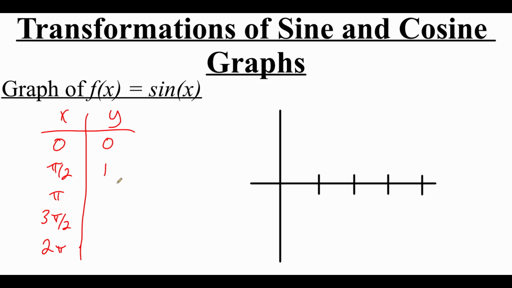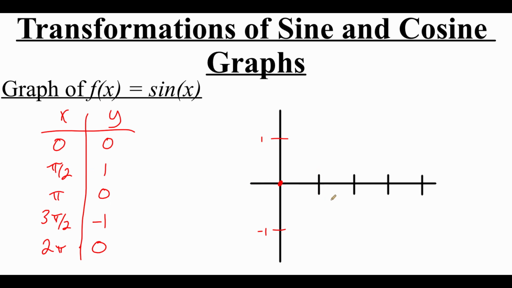If I plug in pi, the y value from the ordered pair at pi should be 0. If I plug in 3 pi over 2, that y value from the ordered pair is negative 1. And if I plug in 2 pi, the sine of 2 pi is 0. So you can see that I picked these x values because they give me nice y values to plot out on my graph. So I'm going to say that 1 is up here, and I'm going to say that negative 1 is down here. So first I've got the point 0, 0. And then I've got the point pi over 2, 1.